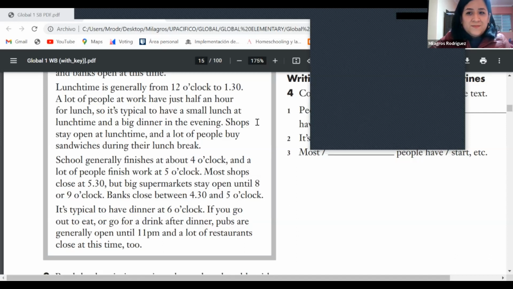Luz? Luz is not here, so I continue. It's typical to have dinner at 6 o'clock. If you go out to eat or go for a drink after dinner, pubs are generally open until 11 p.m. and a lot of restaurants close at this time too.